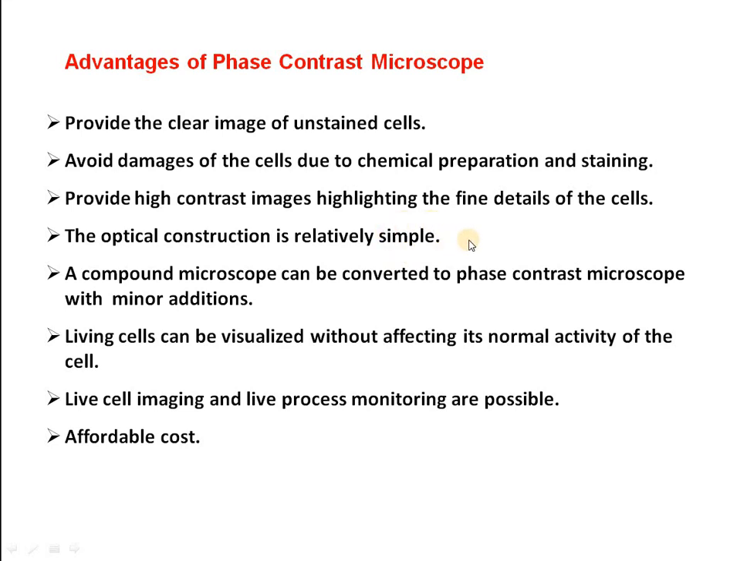Any bright field microscope can be converted to a phase contrast microscope by using two components, that is, the phase plate and annular condenser. A compound microscope can be converted to a phase contrast microscope with these minor additions. Living cells can be visualized without affecting their normal activity. It is not possible in other types of microscope. Living cell imaging and live process monitoring are possible, and it is very affordable and low cost.